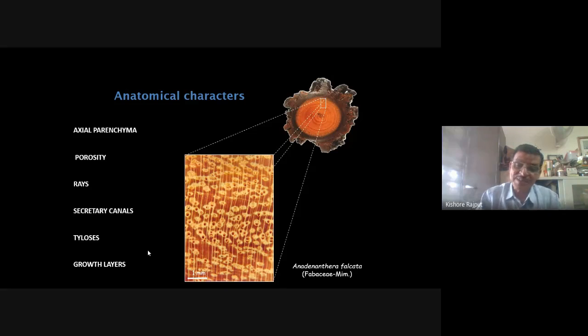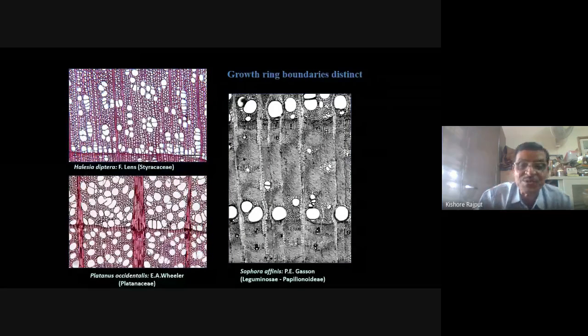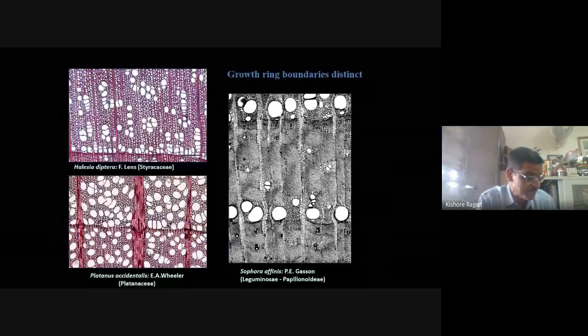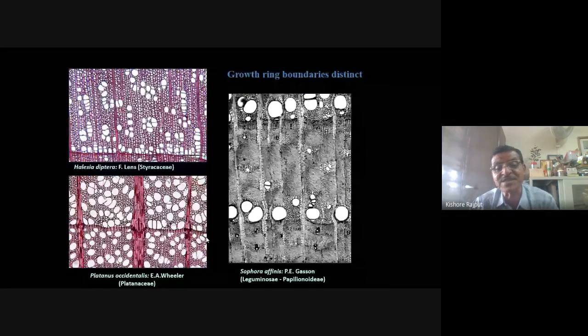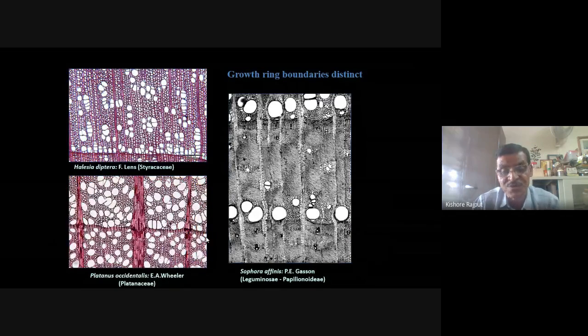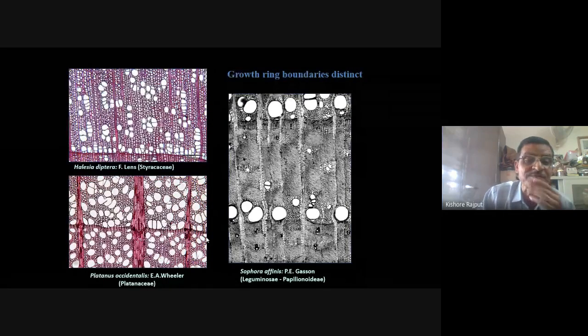So now these are the parameters which you can use for identification of the species, or wood identification. Now when you say growth rings, there are different types of growth ring boundaries. They may be distinct, indistinct, or formed by parenchyma cells or fibers, depending on what kind of tissue is involved. On that basis there are various kinds of growth rings, because covering all these features would be a 3 to 4 hour session. I will be just briefly running through this.